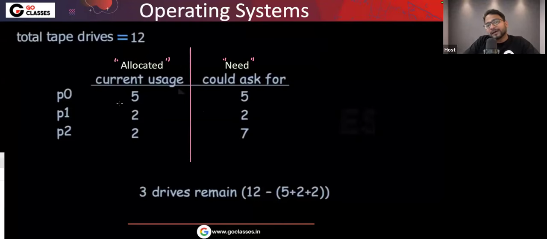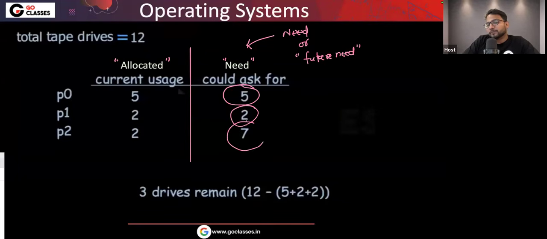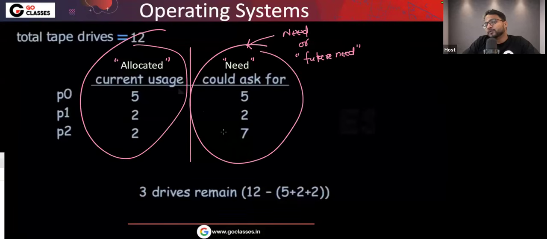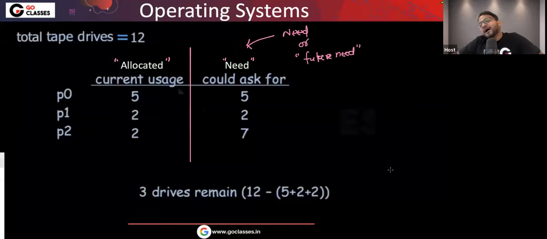Currently we have allocated 5. In future, need means future need. Either you say need or future need, both are the same. So in future, it could ask for 5 more, 2 more, 7 more. Currently these are the allocated, but in future they can ask for this many also. Are these terms okay to everyone? You need to first understand these terms. What do I mean by could ask for, or by need?